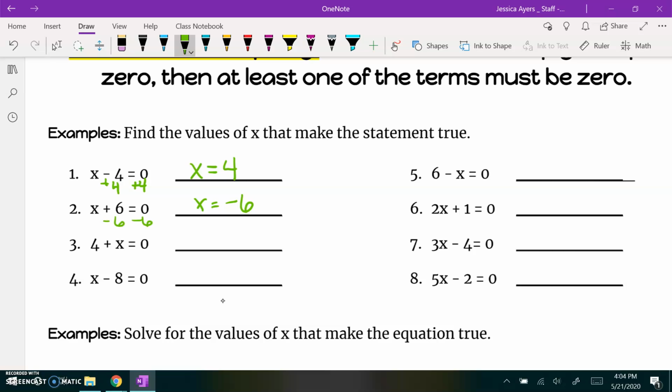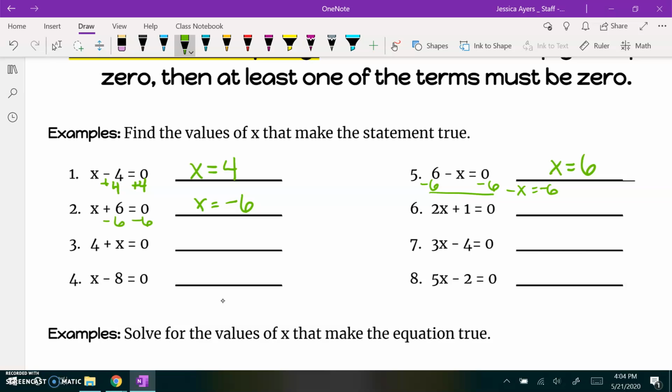Straightforward one-step equations, right? So 6 minus x equals 0. You're going to have to minus the 6 first, which will give you negative x equals negative 6. So you get rid of the negative on the x by making it a positive. So x is equal to positive 6.